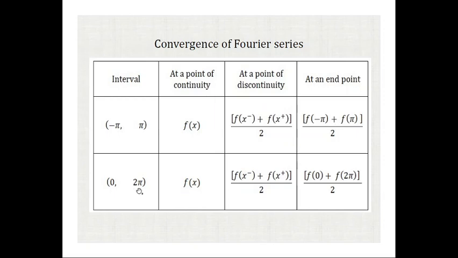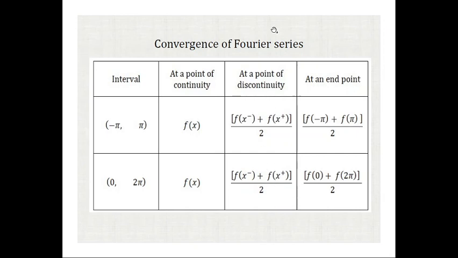Similar cases you have here. If the given interval is 0 to 2 pi, then if the function is continuous at the point x, obviously the series converges to f of x. If the function is not continuous at the given point, then it converges to the left hand limit plus the right hand limit at that point divided by 2. If you are taking an end point, then it converges to f of 0 plus f of 2 pi divided by 2. So this is about convergence. Generally you can follow this.